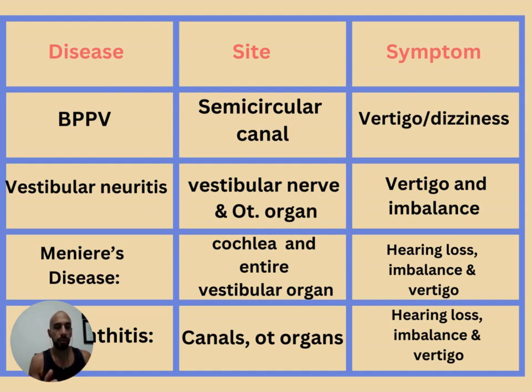So BPPV is vertigo. However, Meniere's disease gives vertigo and hearing loss. Labyrinthitis is inflammation of the canals and otolith organ, and it causes imbalance and vertigo. Why? Because it also affects the otolithic organ, which houses the saccule and utricle, the ones that detect linear acceleration and deceleration and gravitational force, body position. Okay, that's where the crystal actually comes from, and it goes to the semicircular canal in the case of BPPV. Okay, so I'm going to discuss BPPV today, its diagnosis and treatment.